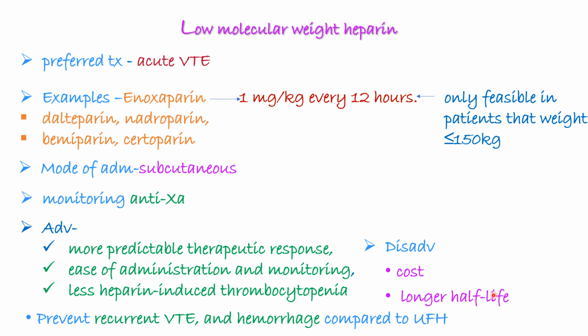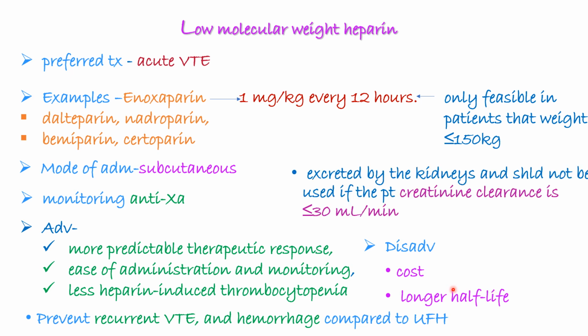Remember that the patient we are treating is a pregnant woman. If she is in the last trimester and we may want to go for a CS, it will take a longer period for the patient to be out of anticoagulants in comparison with unfractionated heparin, which has a shorter half-life and is advisable for patients in the last trimester. As I said before, it is excreted by the kidney and should not be used in patients with kidney failure, that is, patients with creatinine clearance less than 30 ml per minute.